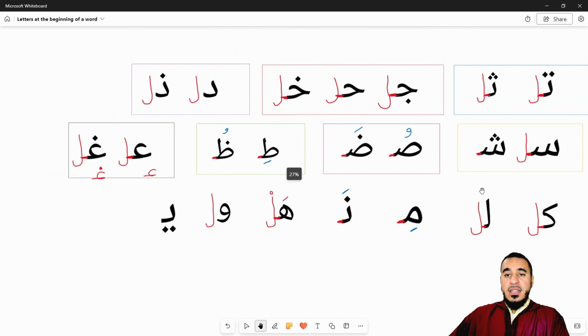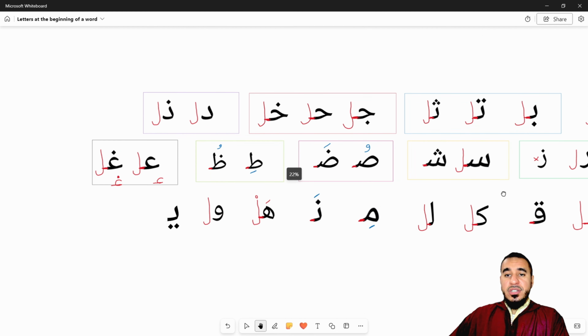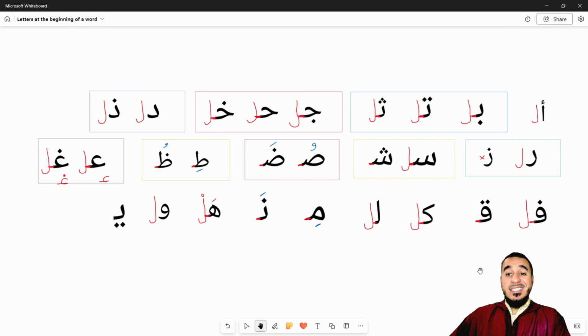So again, that was a quick demonstration of all of the letters in Arabic when they are the first letter or the starting letter of a word. And in the next class, we're going to be looking at how these letters appear when they are in the middle of a word, meaning that a letter comes before it and a letter comes directly after it.